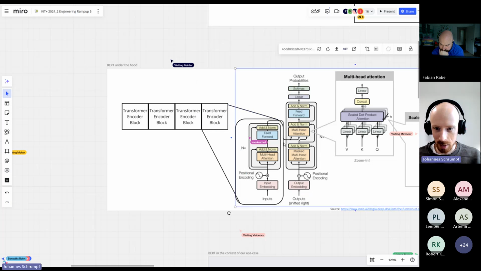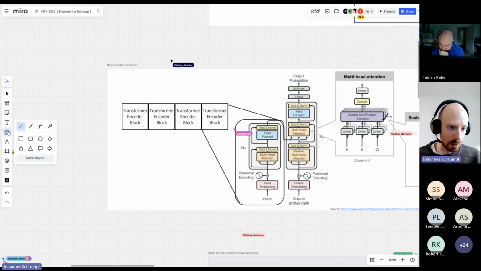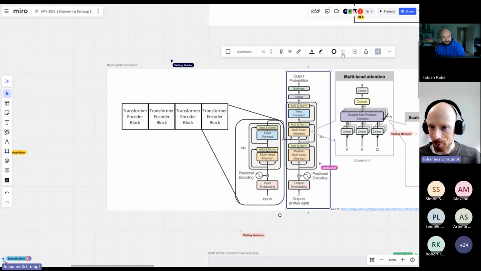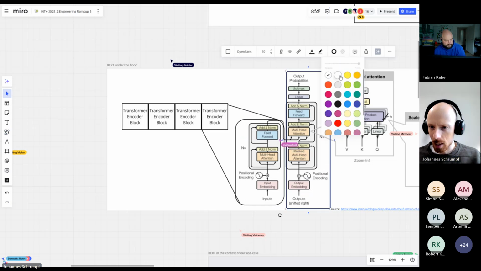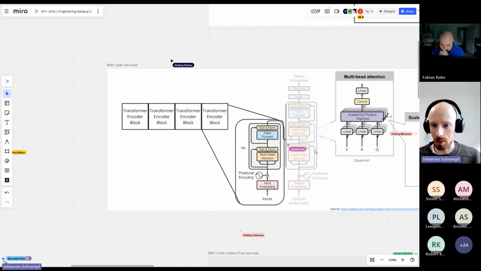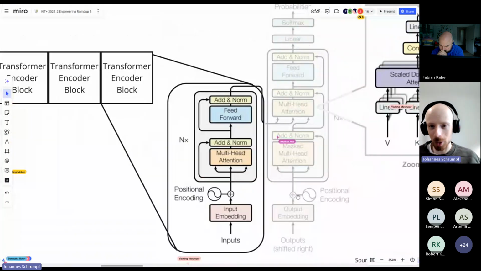Like this. And then I will just overlay a filter so that we don't care about this right side. All of this that is not highlighted, this is the decoder block.